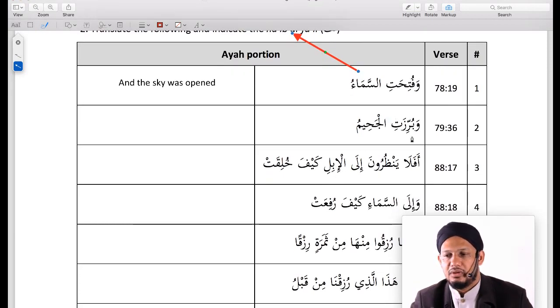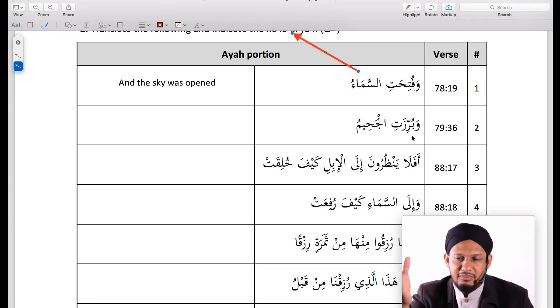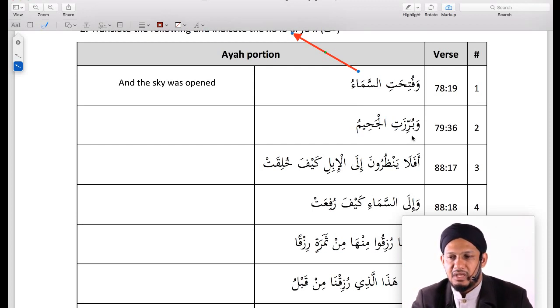Number 2. وَبُرِّزَتِ الْجَحِيمُ. Burrizat means when something is made manifest, made present. Something is brought forth, made present, made manifest. Wa burrizat al jahim means "and the blaze." So barrazat would mean he made present.